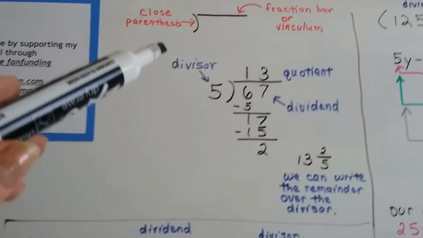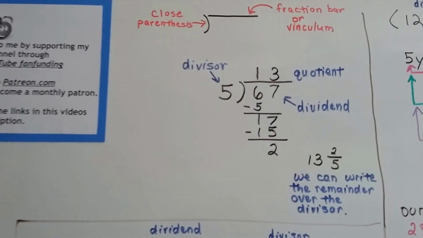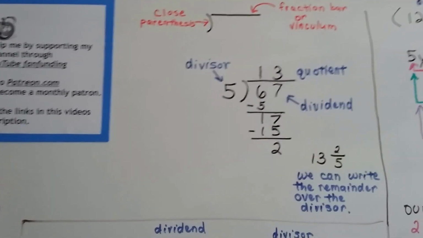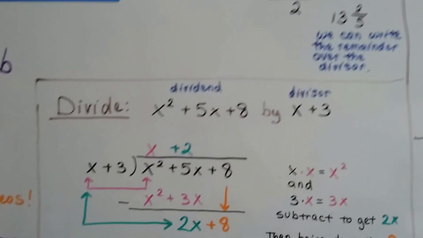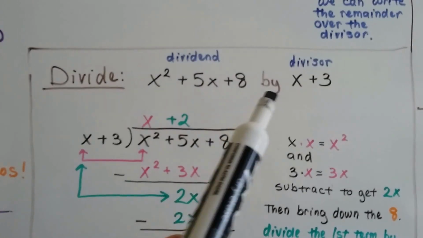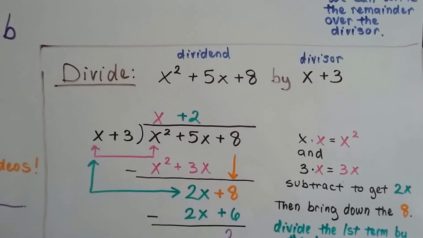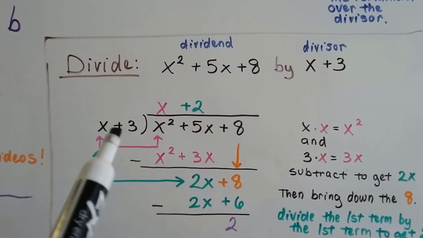So this is actually a closed parentheses and a fraction bar or a vinculum. It's not actually one symbol. It's actually 2. But we can call it a division bracket to make it easier, okay? So we're going to divide x squared plus 5x plus 8 by this divisor x plus 3. We put it inside of our division symbol, and here's the dividend, here's the divisor.